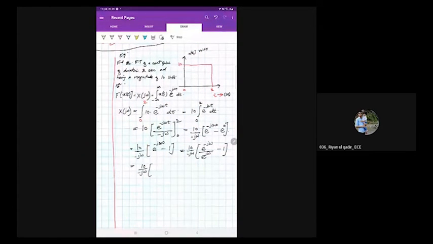Sir, minus 10 divided by j omega. Okay, sir. E raised power minus j omega, minus e raised power j omega, divided by e raised power j omega. Okay. The next step. What is the next step?